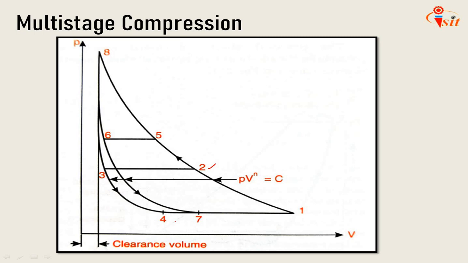Clearance air expansion will be 3 to 4, and mass flow through the compressor will be controlled by the effective swept volume V1 minus V4. Assume now that a restriction is placed on delivery.